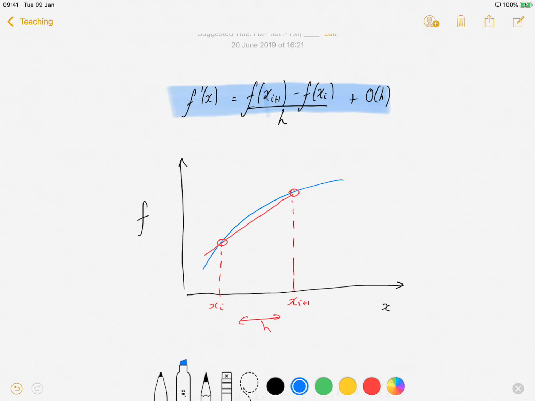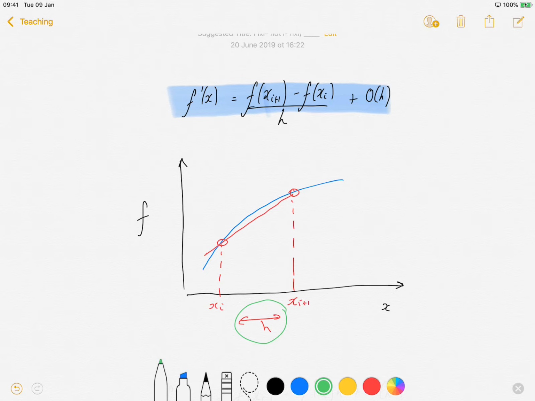Now this is known as the first forward difference, where h here is our step size. So another way of thinking about this is that h is the length of the interval over which our approximation is made. So we've got that, I've drawn that up on this graph here.